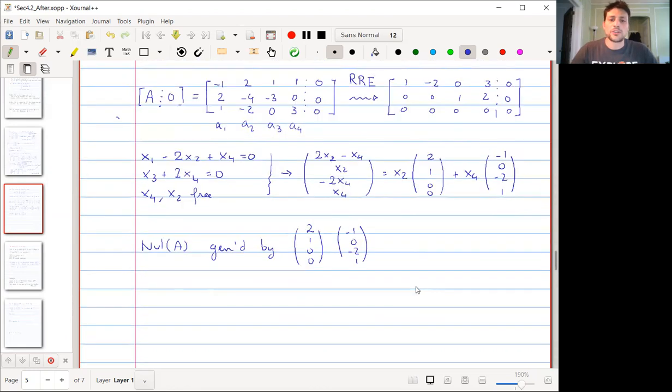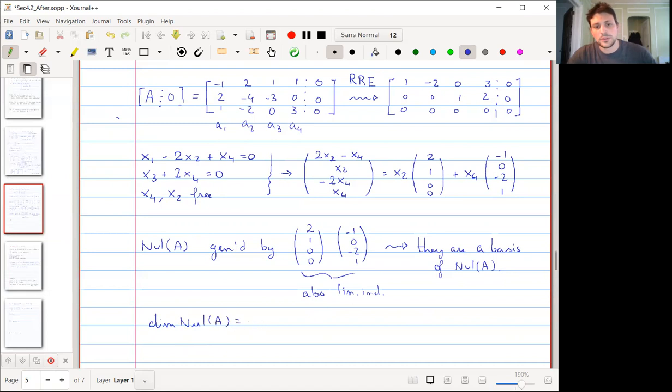Now, two vectors are linearly independent as long as they're not one the multiple of the other. So these two are also linearly independent, and therefore we found a basis of the null space of A. Since the basis contains exactly two vectors, the dimension of the null space of A is equal to 2.